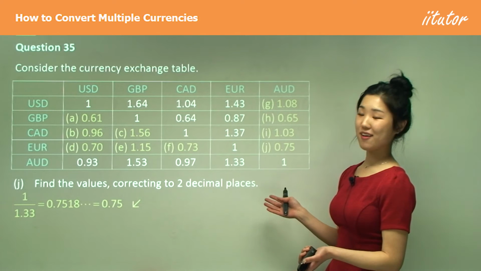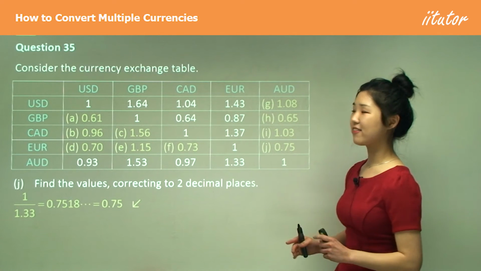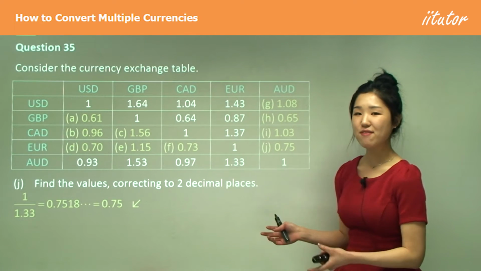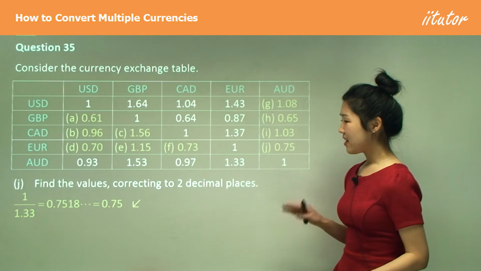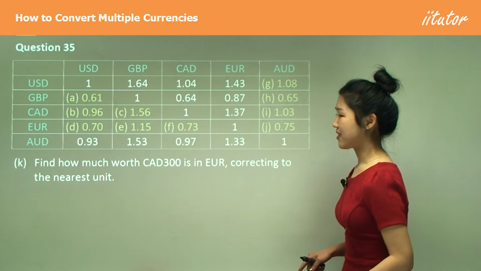Very pretty diagram, isn't it? It's a table full of all our currency exchange rates. Okay, so if you have this, you can convert all these countries to one another. All right, now we're going to look at the next one, which is K.